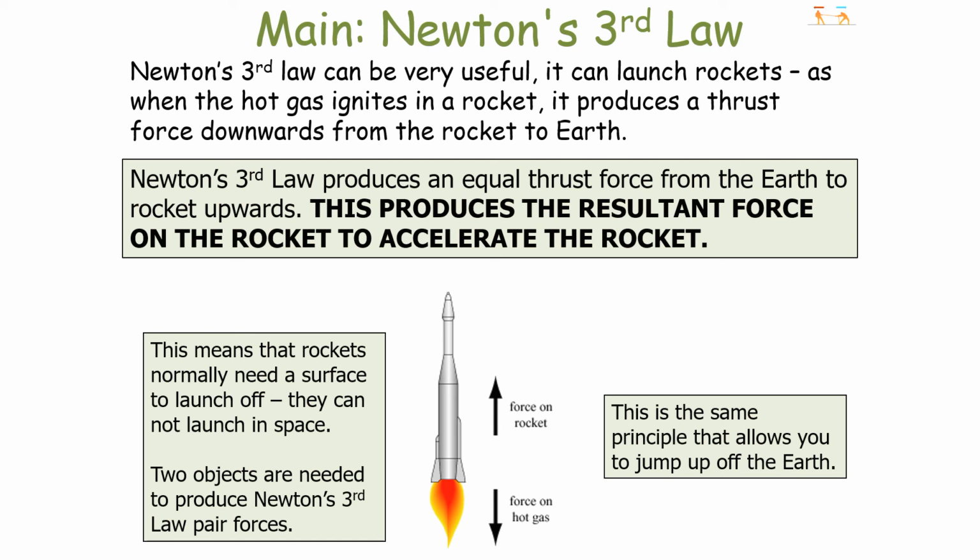It launches rockets, as the hot gas ignites in a rocket and it produces a thrust force downwards from the rocket to the earth. So because Newton's third law applies, because there's two objects, you are producing an equal thrust force from the earth to the rocket upwards. So you've got a resultant force on the earth and a resultant force on the rocket, and this causes our rocket to accelerate off into space.